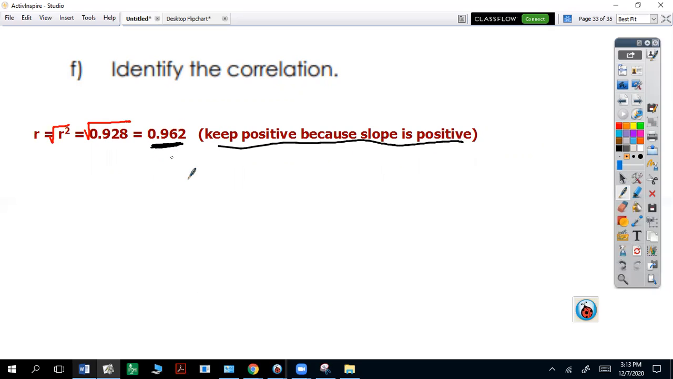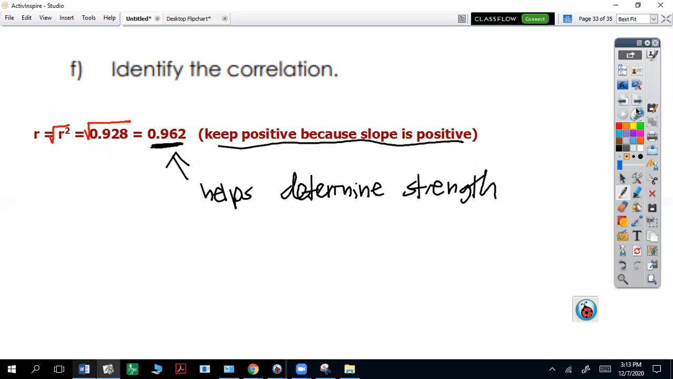Correlation is just a value. It helps you determine how strong a linear relationship is. It doesn't tell you everything, but it helps determine strength. It doesn't tell you if it's linear or not, just helps determine how strong it is.